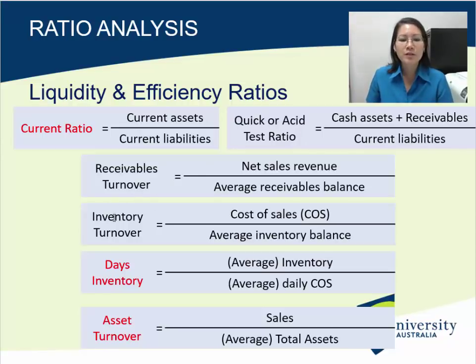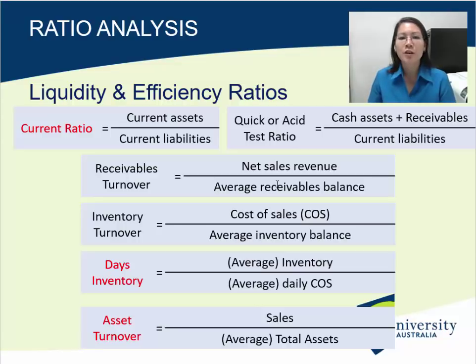Our receivables and inventory turnover and assets turnover, these are measures of efficiency. So how efficiently are we collecting money from our customers? How efficiently are we selling our inventory? And how efficiently are we utilizing our assets to generate profit? So essentially that's what these measures will give us an insight into.